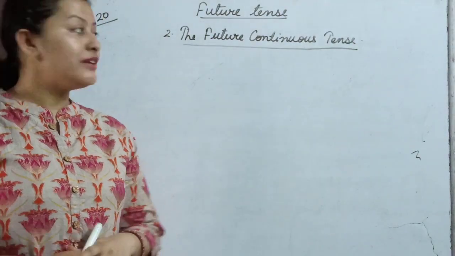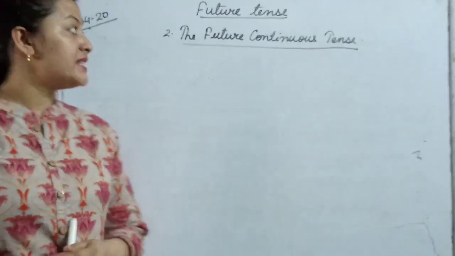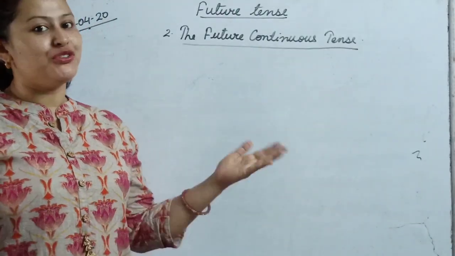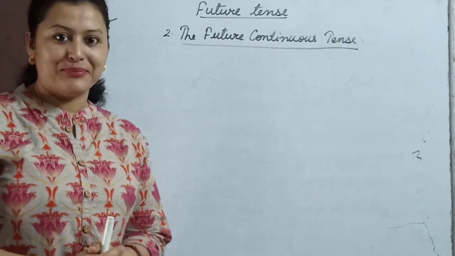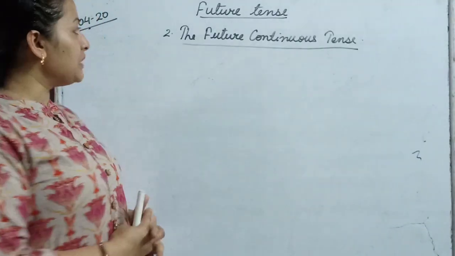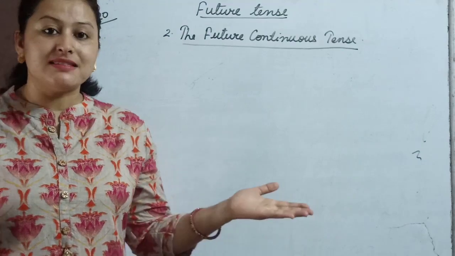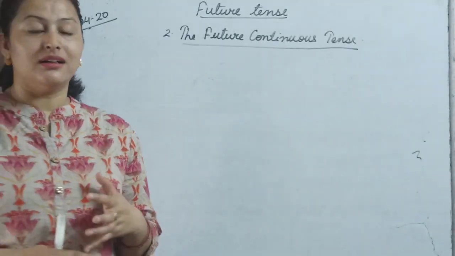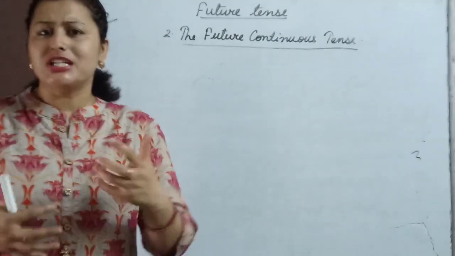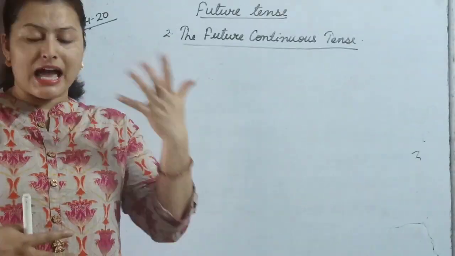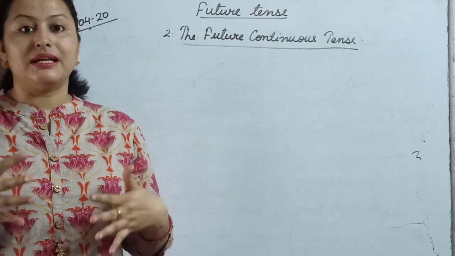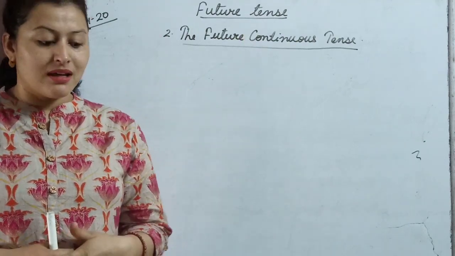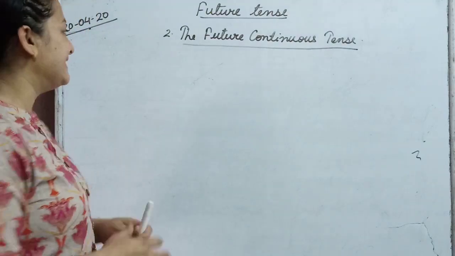Okay, so moving further to the second form of the tense, we have the future continuous tense or the future progressive tense. Both are the same. Okay, so where do we use the future continuous tense? We use the future continuous tense to define an action which will be happening at a certain point in future. Let's begin with the structure.